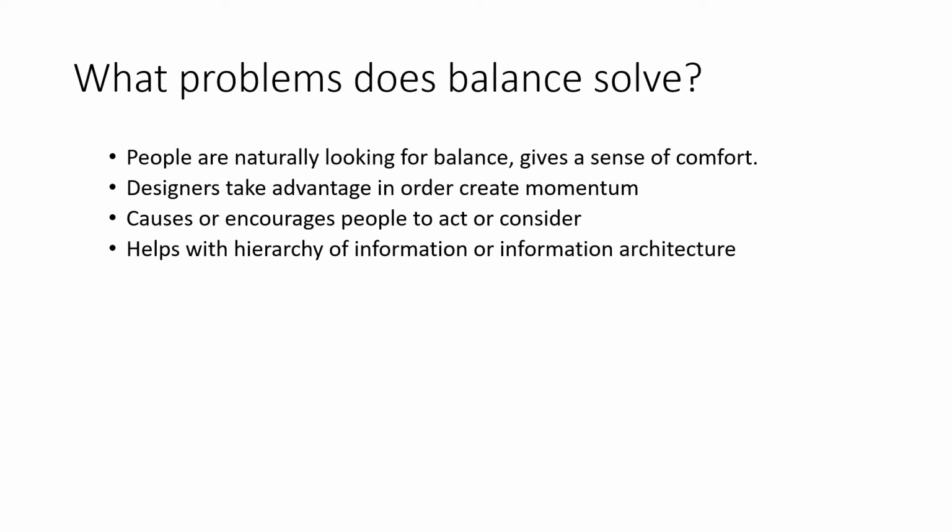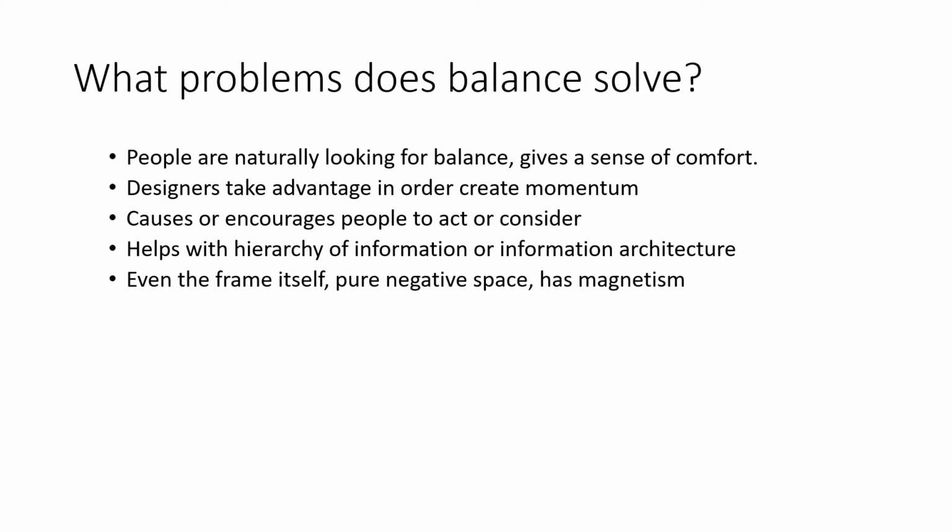So throughout the history of writing, we always called it a hierarchy of information. The most important things go first and the secondary things go last. But then with the introduction of the internet and stuff, we now call it information architecture. Go figure. Even the frame itself, which is pure negative space, has magnetism. And let's take a look at what I'm talking about.